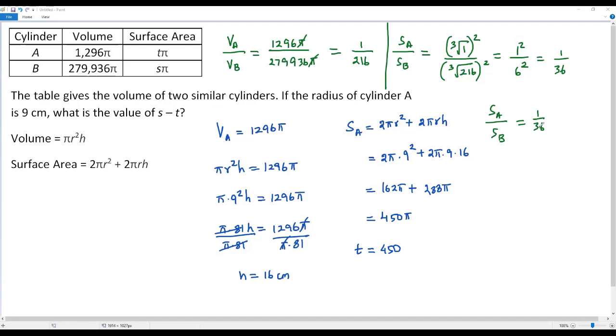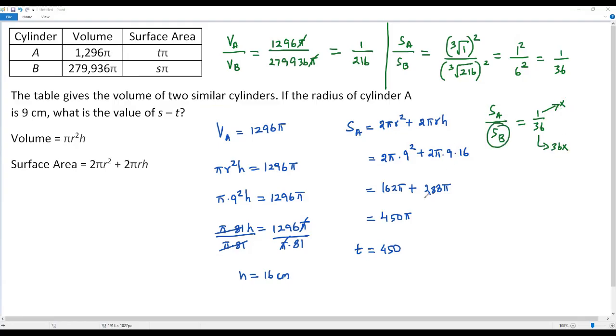From the ratio, if I want to get the surface area of cylinder A and surface area of cylinder B, I have to multiply both the terms by the same non-zero number, say x. When I multiply this 1 by x, I am getting x. When I multiply this 36 by x, I am getting 36x. Here this x represents the surface area of cylinder A. This 36x represents the surface area of cylinder B.